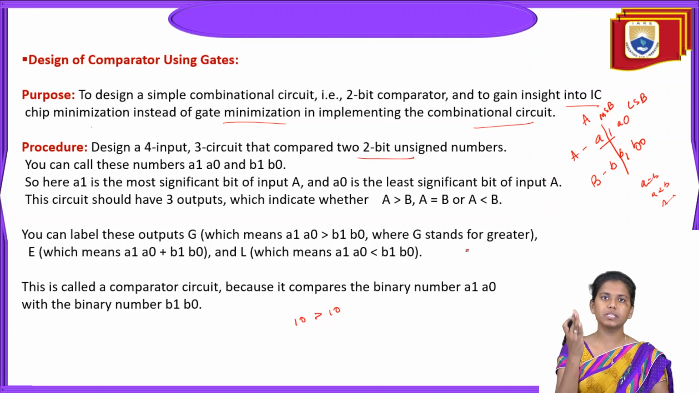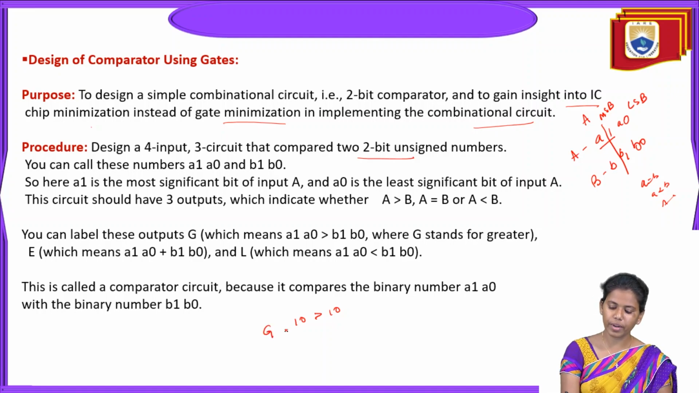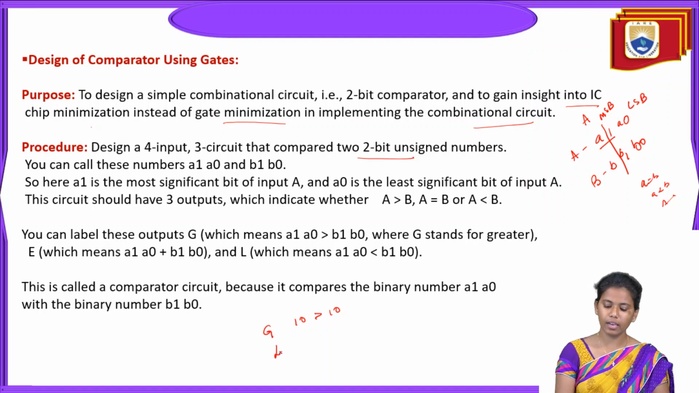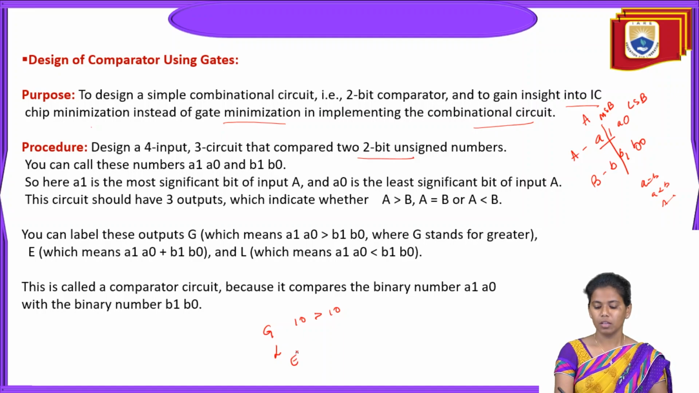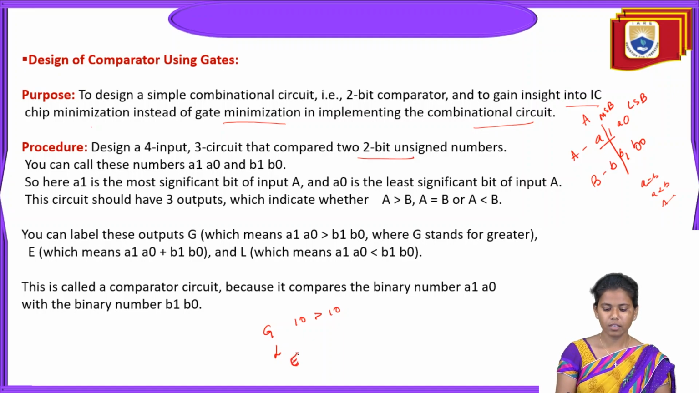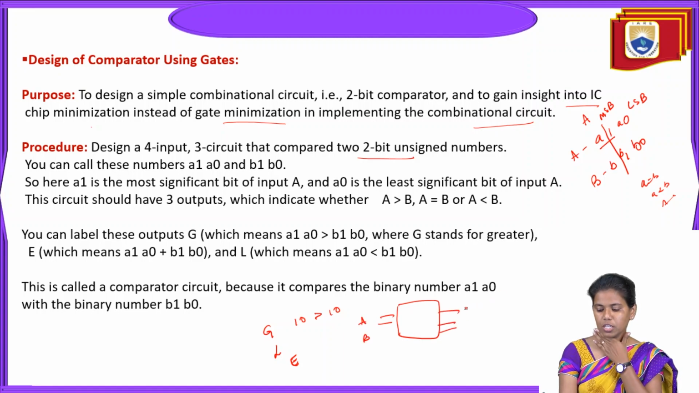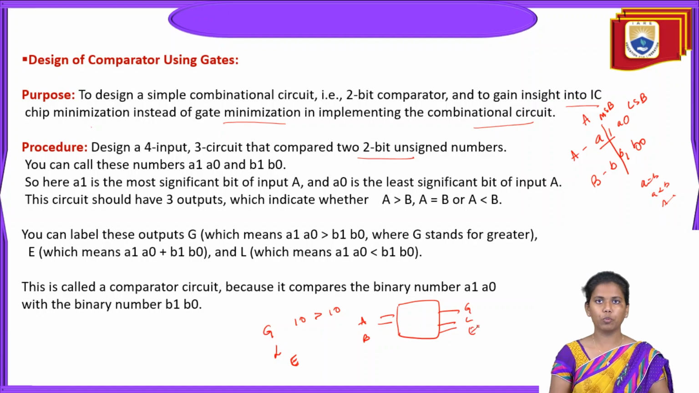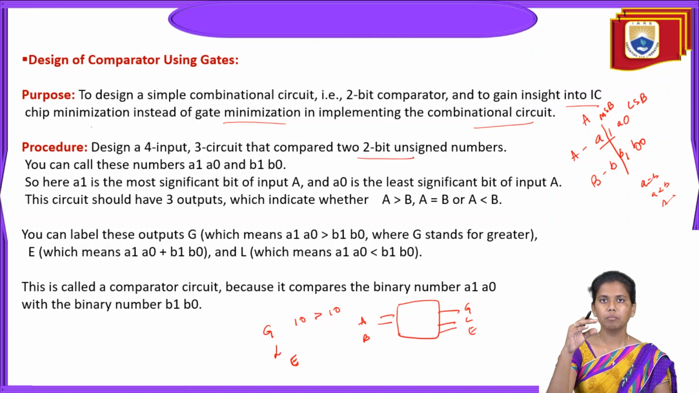Yes, so here we are representing the greater, less and equal to. G is for greater, less than is L, and equal to is with the name E, right? Then this is called a comparator circuit, where it has two inputs A and B and three output combinations like G, L and E, right? So this is called a comparator circuit because it compares the binary numbers 0 and 1 with the binary inputs A as 1 0, B as 1 0.